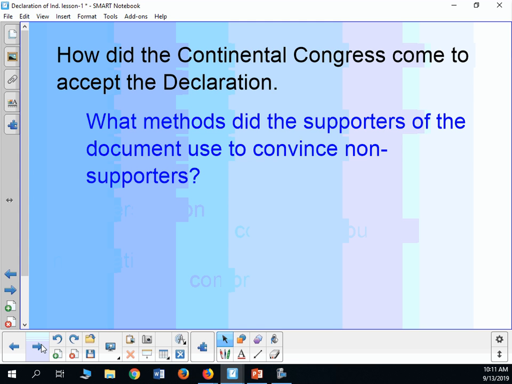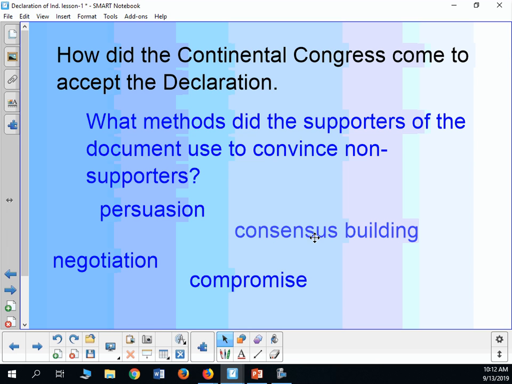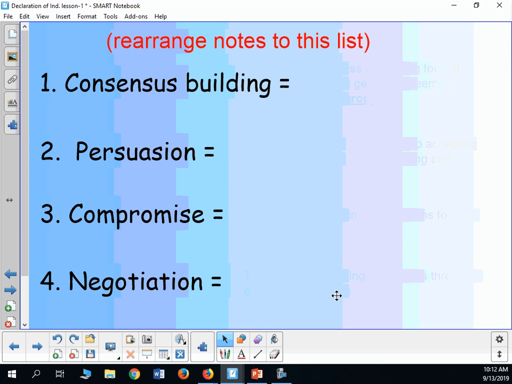Okay. So, how did the Continental Congress come to accept the Declaration? Well, what methods did supporters of the document use to convince non-supporters? Obviously, having watched the movie, you know there was a lot of conflict, a lot of disruption, and really some very harsh feelings with regards to becoming independent. But the specifics were ways that were used to convince non-supporters: one was persuasion, another was negotiation, compromise, and finally consensus building.